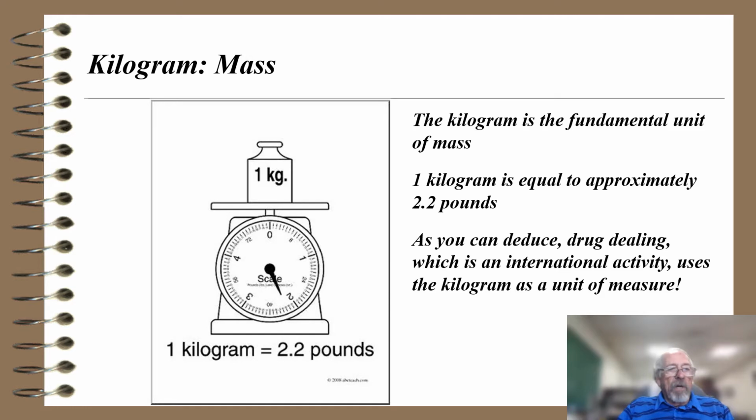It turns out that the kilogram, our unit of mass, is a fundamental unit. A kilogram is approximately equal to about 2.2 pounds. In the United States, we tend to use pounds all the time. And as you could deduce, drug dealing, which is an international activity, uses the kilogram as a unit of measure. This shows a kilogram sitting on a pound scale, about 2.2 pounds per kilogram.